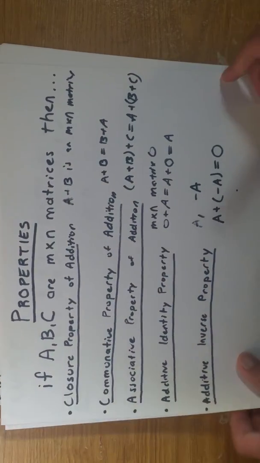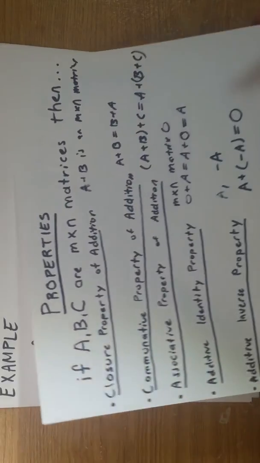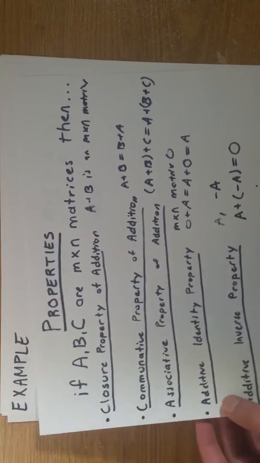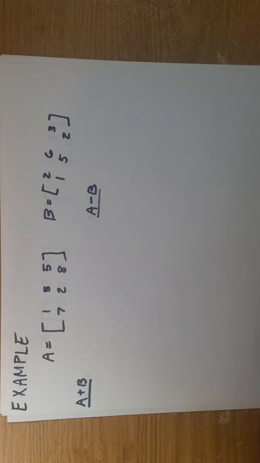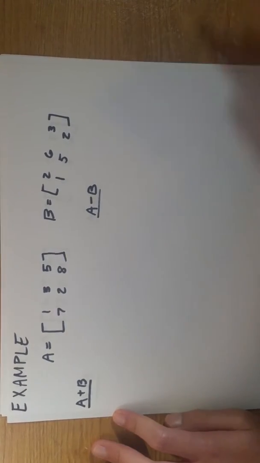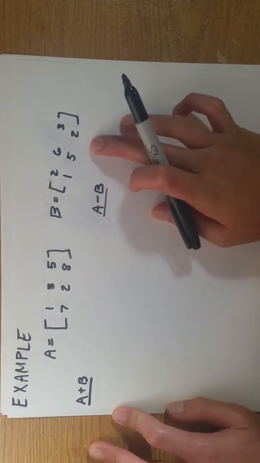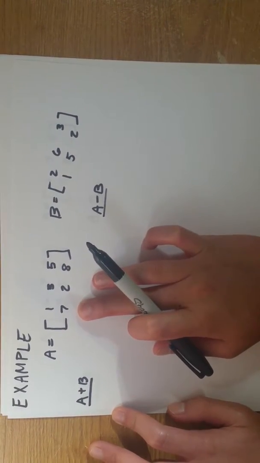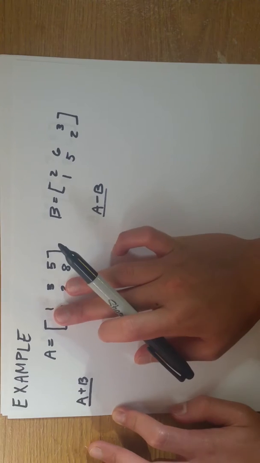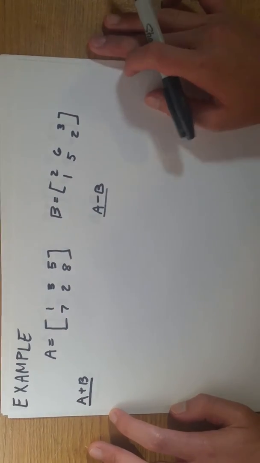Okay, so those are the basic properties that you need to know for this topic. Okay, so on to an example. I'll go through every single step. It's very simple. So we have our two matrices, A plus B. As you can see, they are equal matrices because they have the same dimensions and corresponding elements.